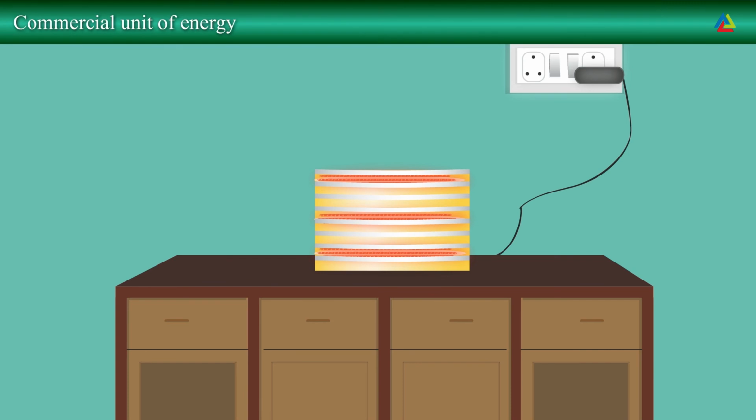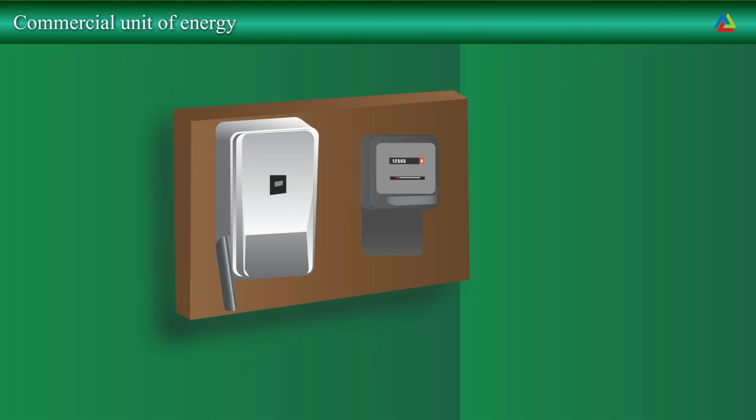The heater which we bought is rated 1500 watts. If we use it for 10 hours, we can get the energy it uses in 10 hours. But then this quantity will be too large to express. Yes, the unit of energy, joule, is too small. Hence, to express large quantities of energy, we use a bigger unit of energy called kilowatt hour.